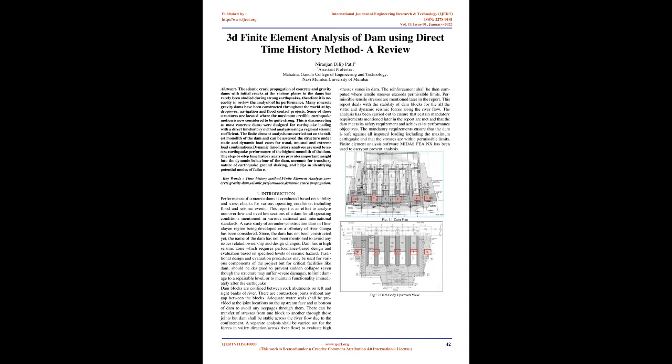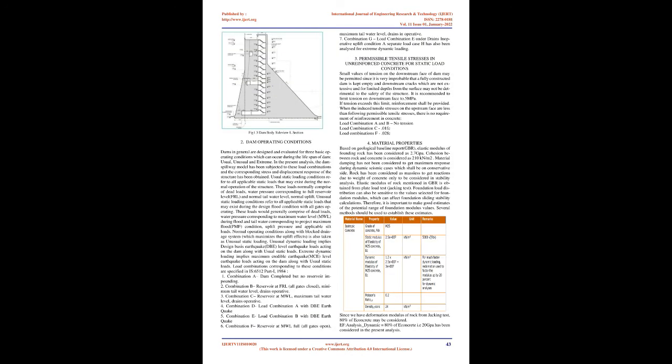Dam blocks are confined between rock abutments on left and right banks of the river. There are contraction joints without any gap between the blocks. Adequate water seals shall be provided at the joint locations on the upstream face and at the bottom of the dam to avoid any seepages through them. There can be transfer of stresses from one block to another through these joints, but the dam shall be stable across the river flow due to the confinement.